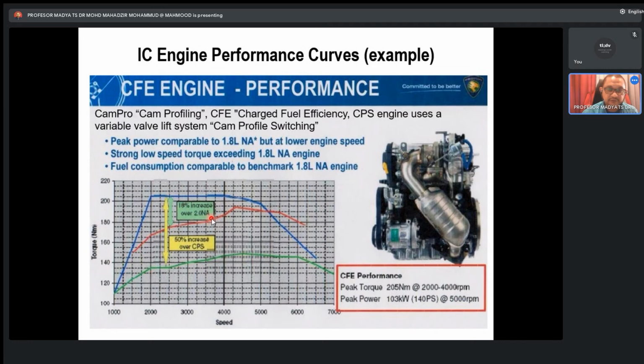For 2.0 cc engines, only 80% increase. Okay, only 80% increase. So this is a comparison between a 1.8 liter engine using cam profile switching technology and normal 2.0 cc engines.